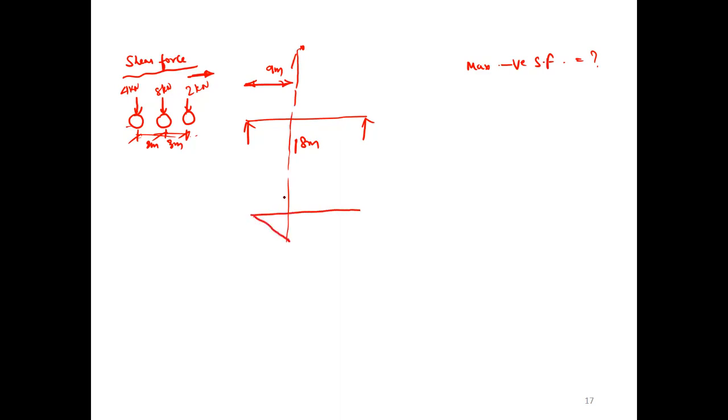That is A by L and B by L. How much? A by L. A is 9 by 18. How much? 1 by 2. B by L? Same, 1 by 2. Yes, sir, 1 by 2. So shall I change the value? Because if we get same, no use. So I will change this into 6 meter.